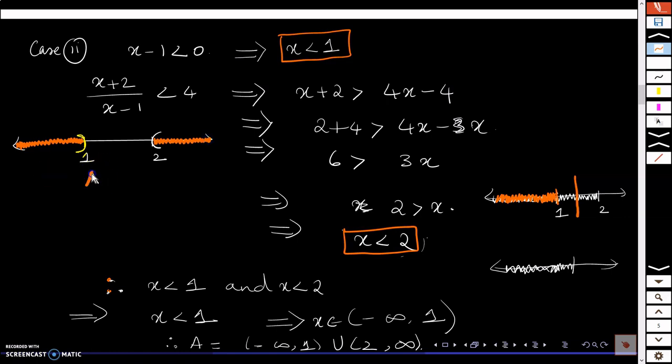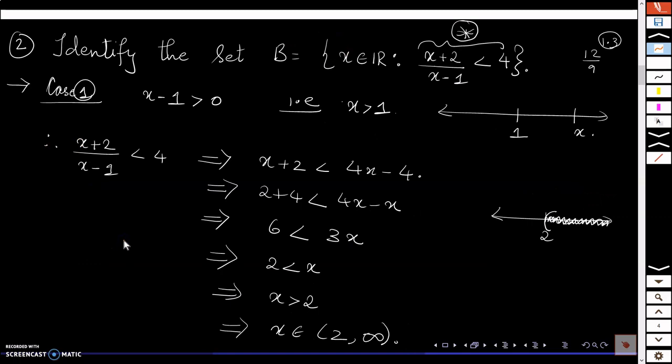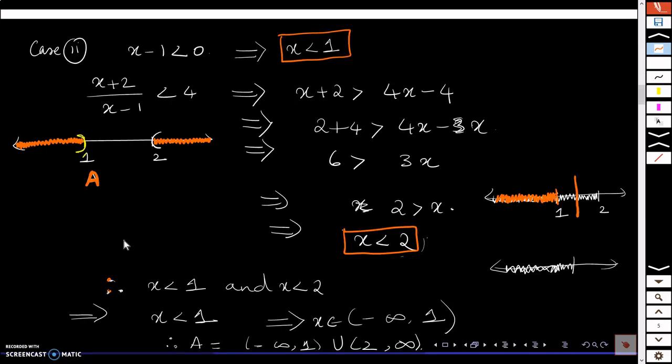And this is the set A which I have marked in red on the number line, and it is minus infinity to 1 union 2 comma infinity, this union of these two intervals. So this is how you handle problems with modulus, and sometimes you need to check the sign when you are multiplying the denominator on the other side. Now let's look at one more.